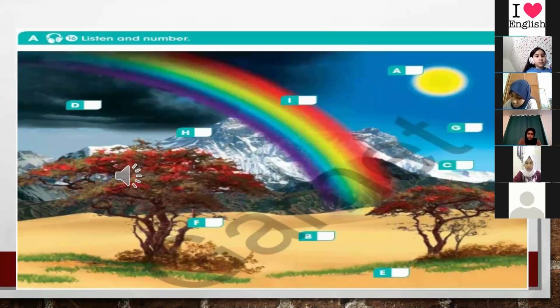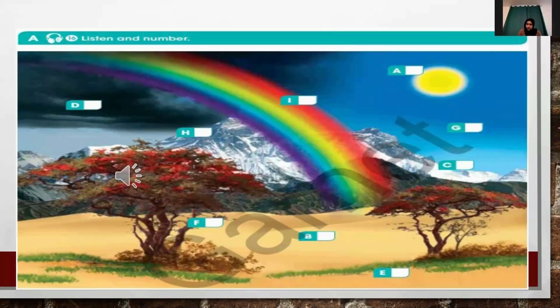One. Sky. Two. Clouds. Three. Sun. Four. Trees. Five. Snow. Six. Sand. Seven. Grass. Eight. Mountain.